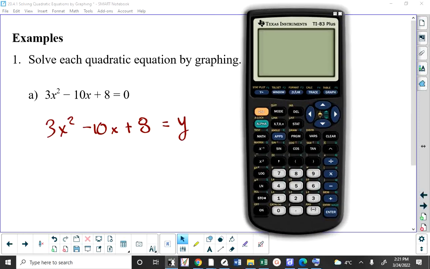Since the x-intercepts of that function are the solutions to the corresponding equation, all we do is graph y equals 3x squared minus 10x plus 8. And that's the way I enter x squared. Sometimes I do it without even thinking. It doesn't matter how you enter it as long as it's correct. We did go to a different window setting last time, so I would recommend going back to Zoom Standard, which is Zoom 6.